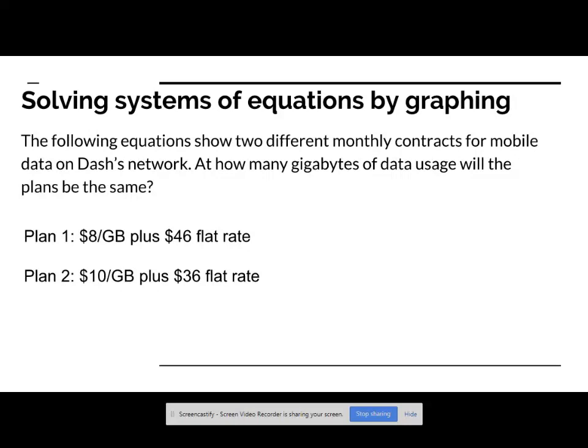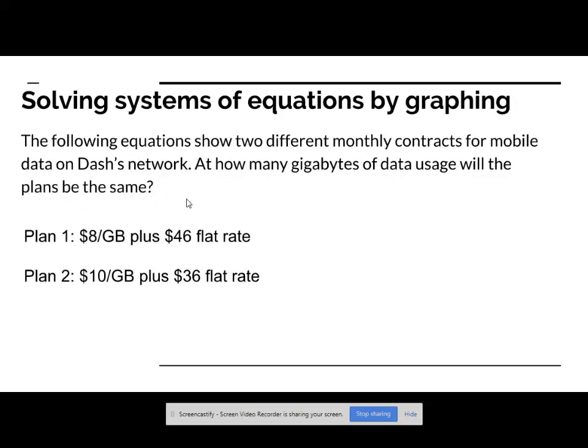So here's an example. I've got Dash, and he's looking at getting some data for his phone, and we have these different plans. $8 per gigabyte plus a $46 flat rate, or $10 per gigabyte plus $36 for a flat rate. And Dash needs to figure out which contract to use. Graphing is one way to compare these two rates and figure out when they'll be the same. So Dash's question here is, when will these plans be the same?